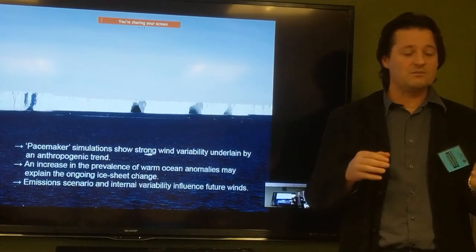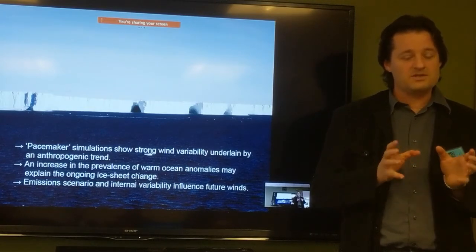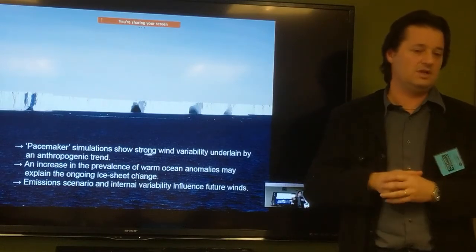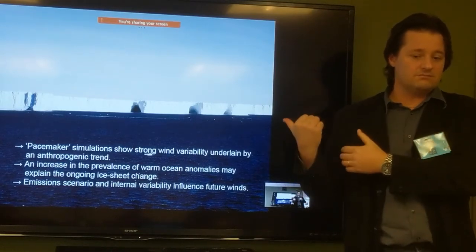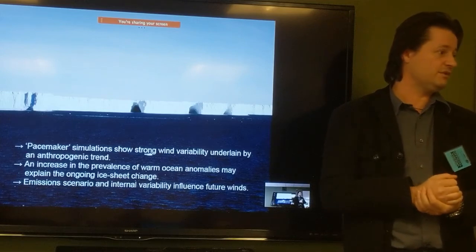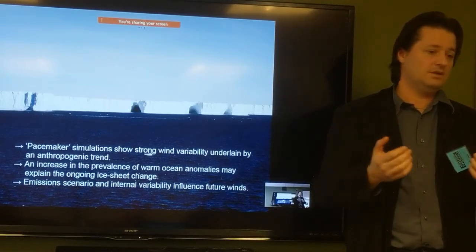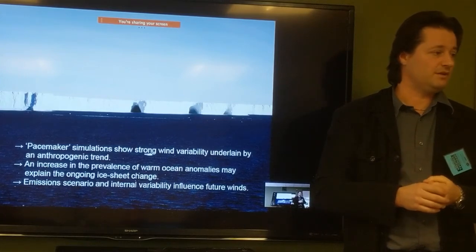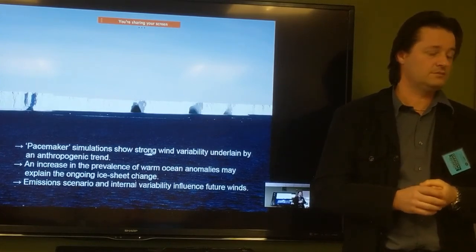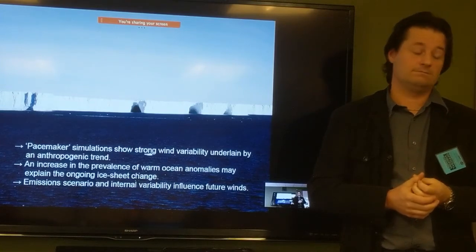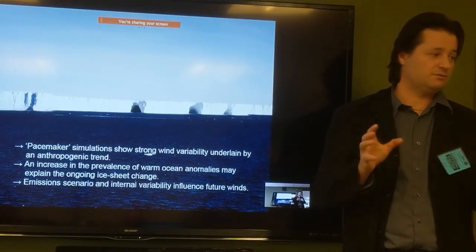So if that's true, maybe there's a trend originating from the tropical Pacific that goes more into a La Nina condition that would counteract the trend that arises from the westerlies. I don't think we have a good handle on that. There's a lot of work that needs to be done.